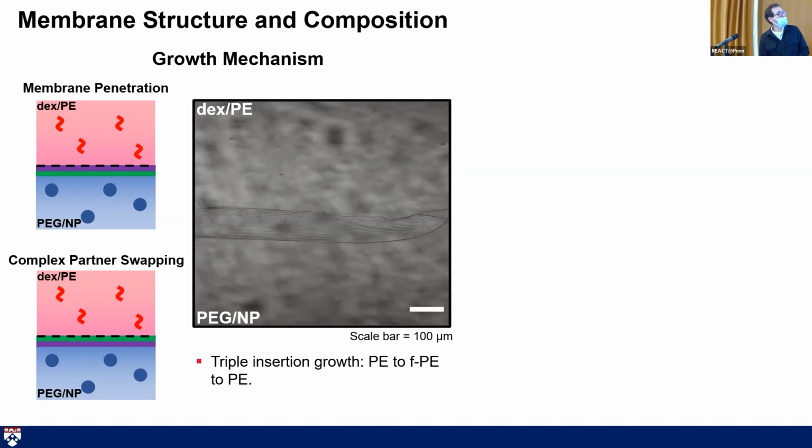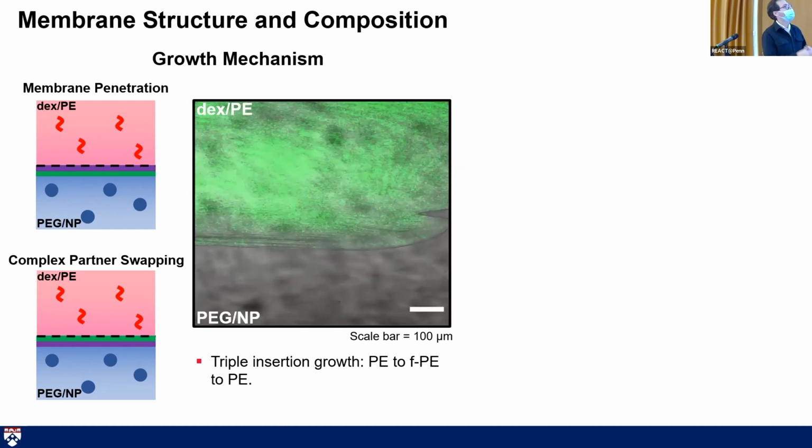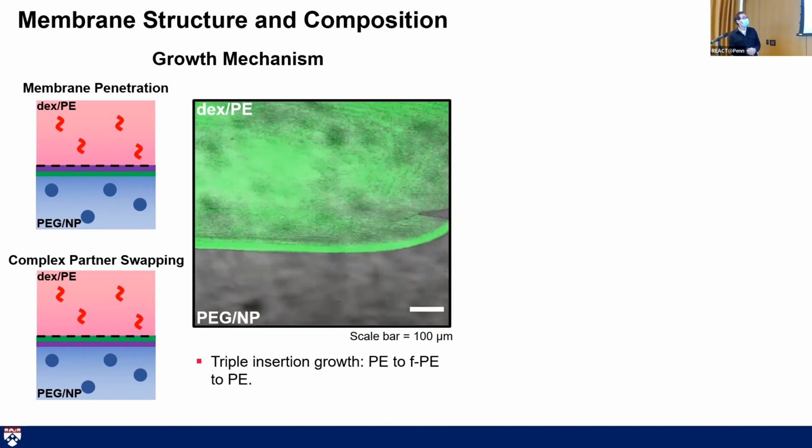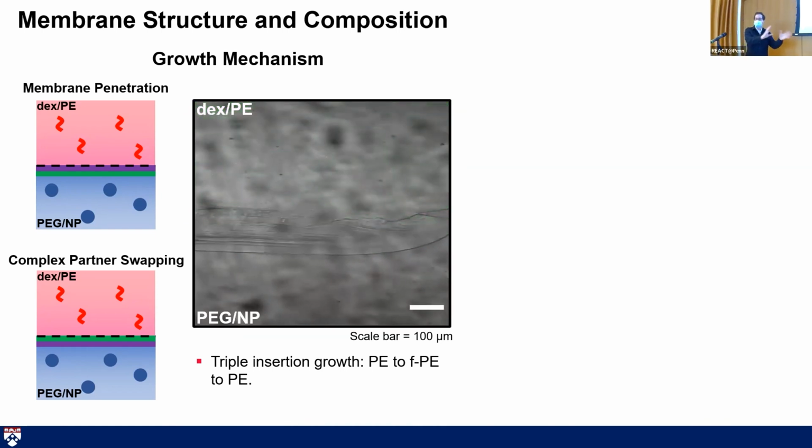So this is a video of what actually happens. What we did here is we actually did 3 insertion events, from non-fluorescent to fluorescent, and then back to non-fluorescent. And what you'll see at the end of this video is that we end up with this sandwich-like structure with a non-fluorescent band, fluorescent band, and non-fluorescent band, basically showing us that the system is following this membrane penetration scheme, right? So this is pretty good.